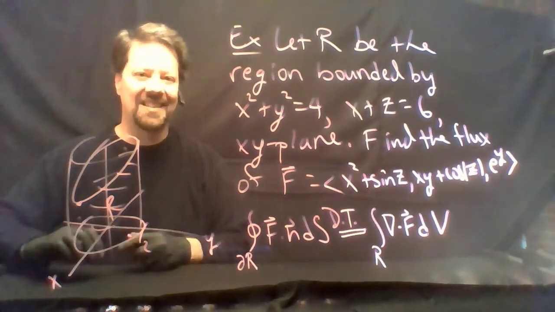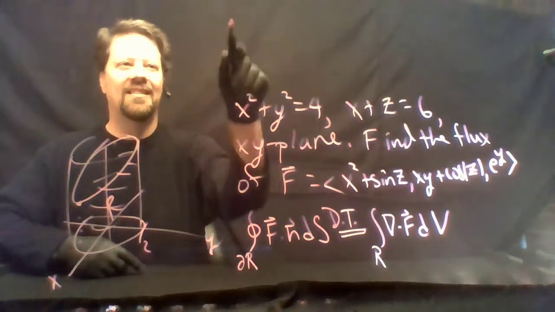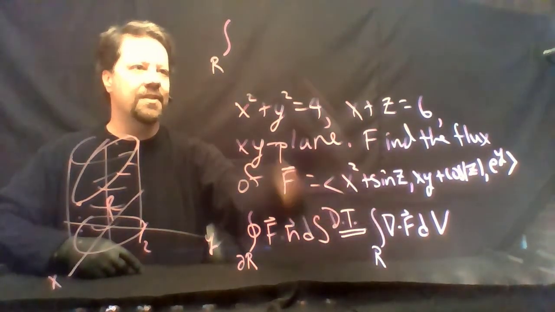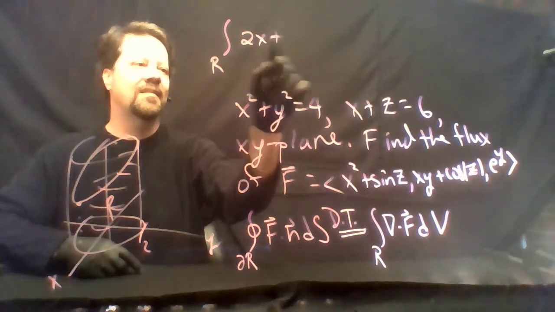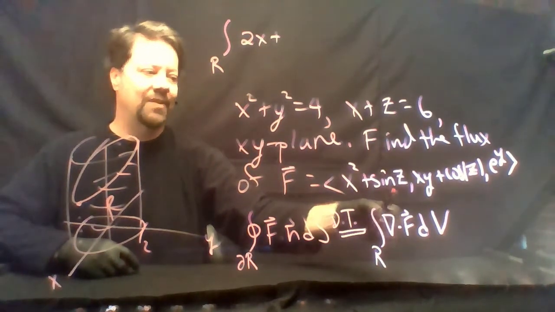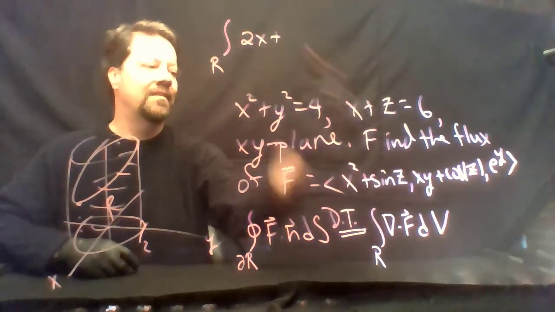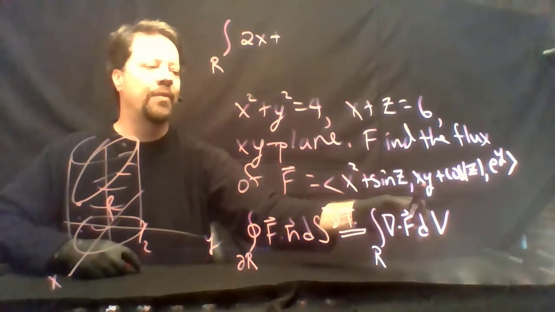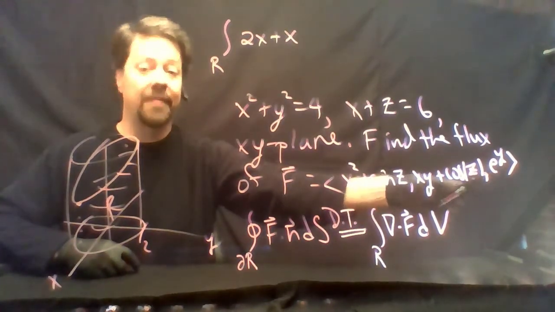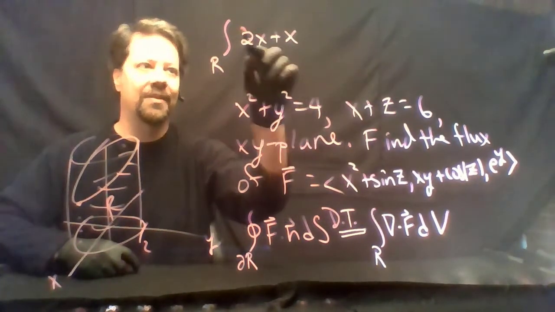Let's do the right-hand side. The integral of the divergence will be 2x, the derivative of sine z being 0 with respect to x, plus, when we take the derivative of the middle coordinate with respect to y, we end up with x. And when we take the derivative of the last coordinate with respect to z, we get 0.